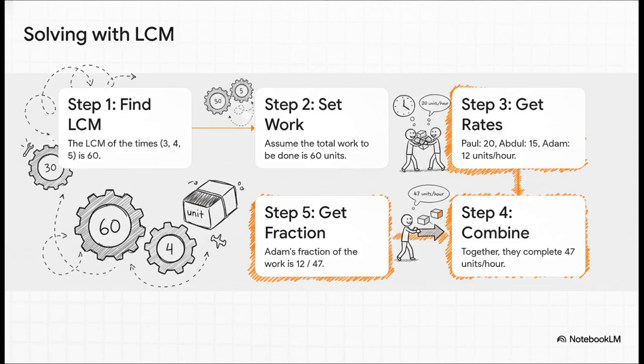We just add them up. 20 plus 15 plus 12 is 47 units per hour. And the question was, what's Adam's share? Well, he contributes 12 units out of that combined 47. So the answer is just 12 over 47. Done. Look at that, not a single messy fraction calculation in sight.